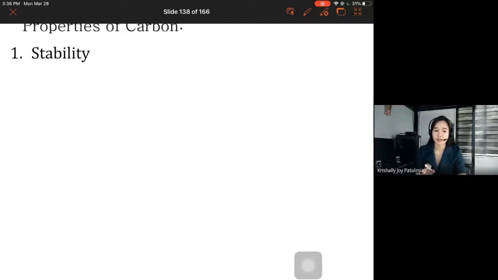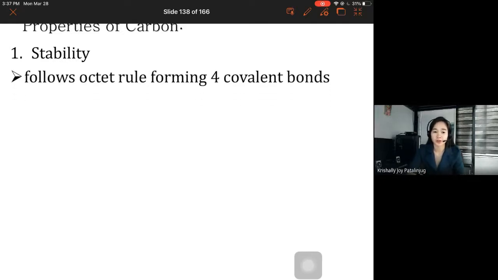For example, we have stability. So we all know na yung carbon atom as an element, it is considered highly stable. Particularly, yung stability niya, it is relative to what we call octet rule. Diba, pag sinabing octet rule, yung mismong element in a structure must have 8 surrounding valence electrons. Wherein, for carbon atom, in a structure, yung 8 valence electron niya is being shared by 4 covalent bonds.